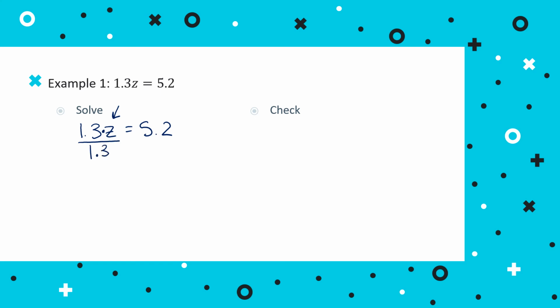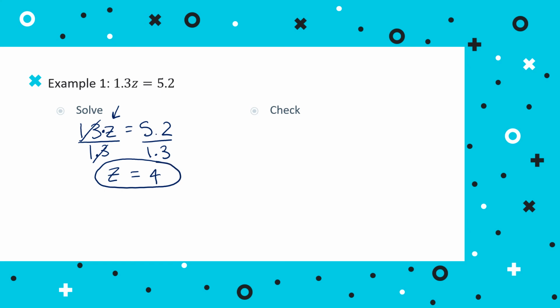Thinking back to the property we just talked about, if you divide one side of the equation by a number, you must also divide the other side of the equation by the same number. This will keep the equation balanced and true. Now we can go ahead and simplify both sides. The left-hand side, we can cancel out the 1.3's and we're just going to be left with z. On the right-hand side, we have 5.2 divided by 1.3. That's going to be equal to 4. Now that the variable is by itself, we have our solution, z equals 4.